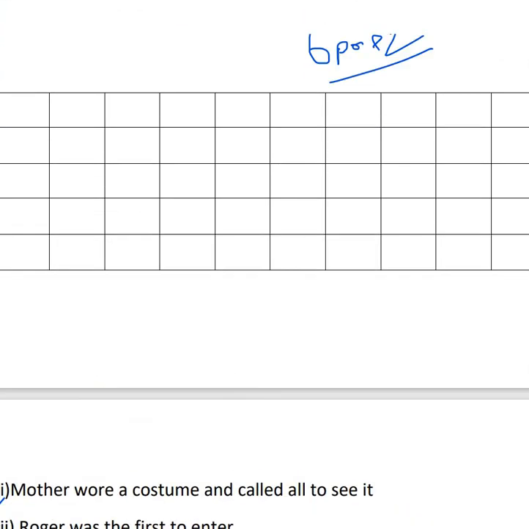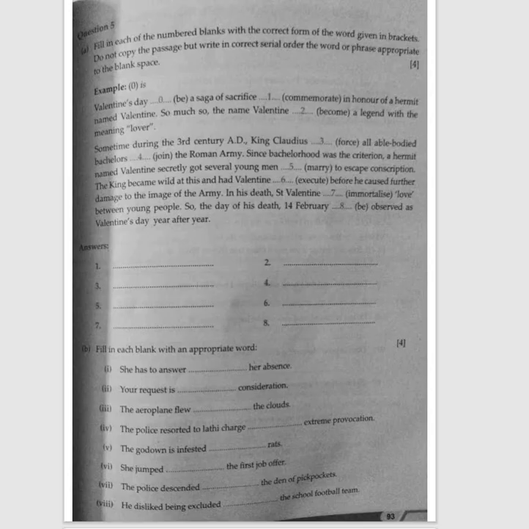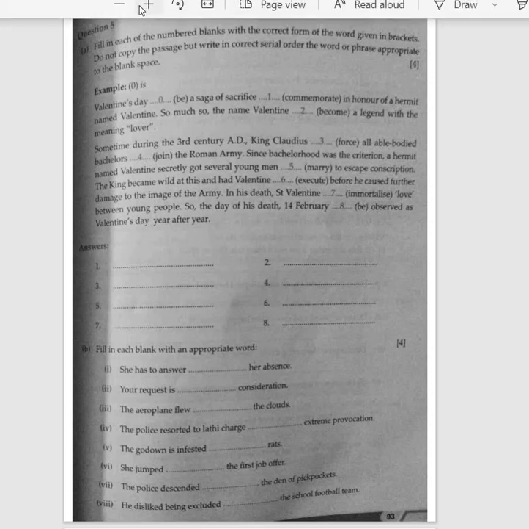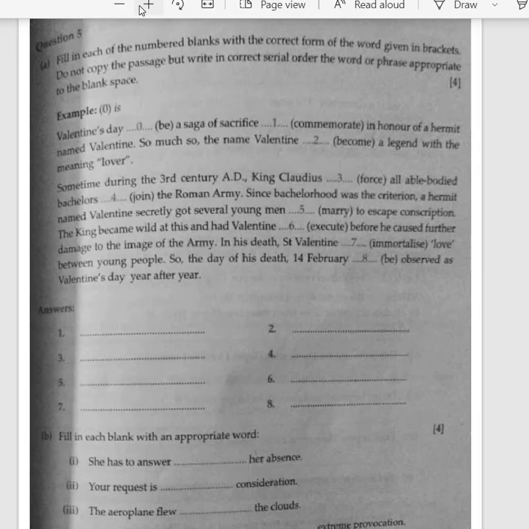Now we shall be going very quickly. We shall be solving one question set from your Total English book. This one is question set number 5, which is there in your book, page number 93. Just let me zoom it out.